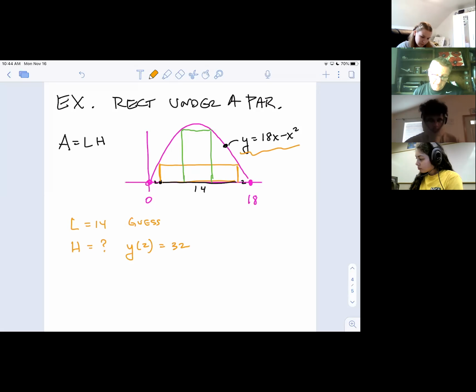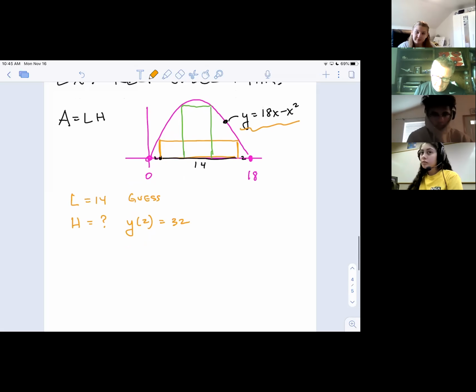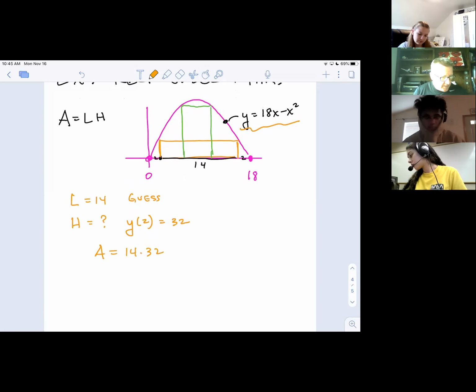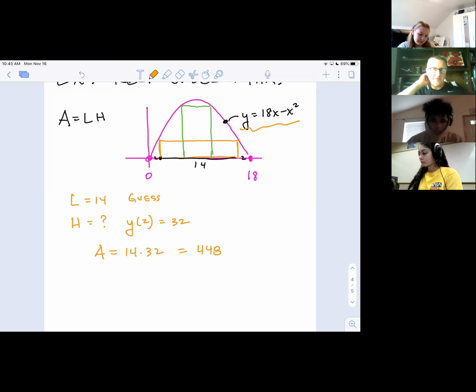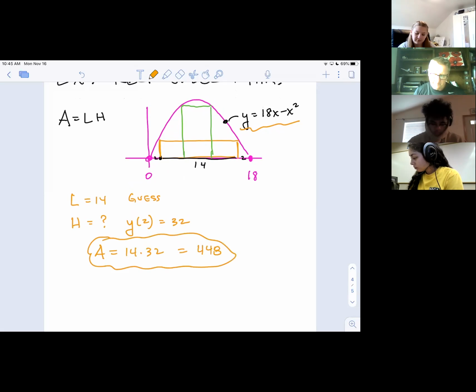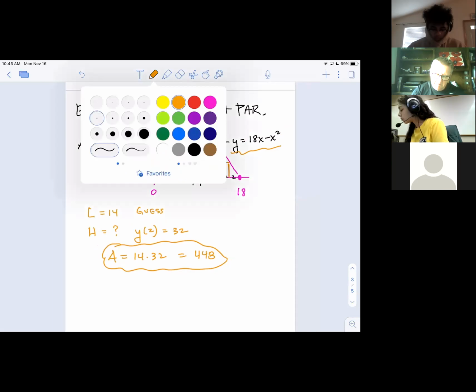So by guessing 14 or 2, I don't really care which one your original guess was. I'll say it was 14. Then I can say the area of that rectangle is length times height, 14 times 32, which is 448. Again, that'd be square inches or square centimeters or whatever. So I have one answer to this. There's my first guess. But now let's go back and try something else.